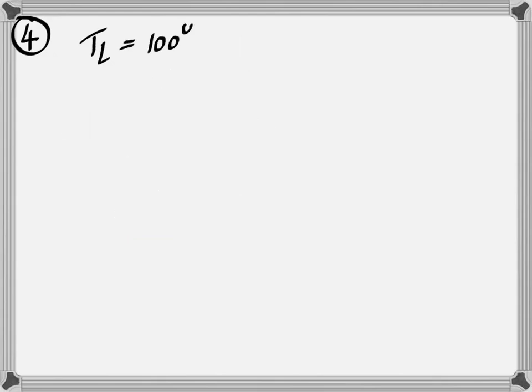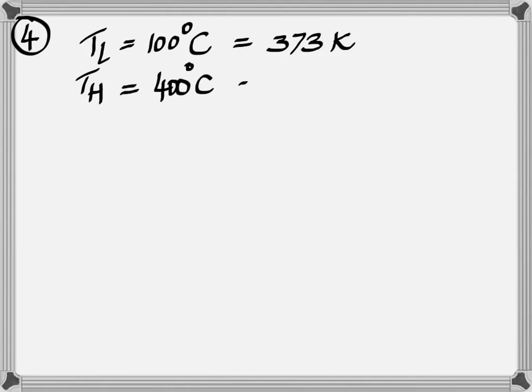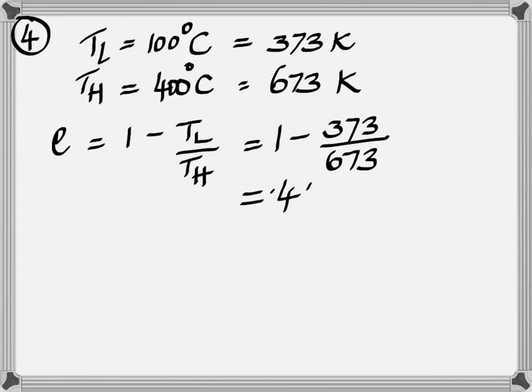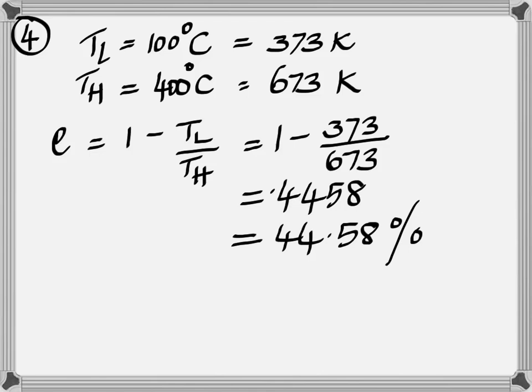Okay, remember that the temperatures have to be in Kelvin, please. So 100 degrees Celsius is 373, right, Antonio? And TH is 400, which is 673. So efficiency is 1 minus TL divided by TH. So you find 373 by 673 and subtract that from 1, you would get 0.4458, which is 44.58%.